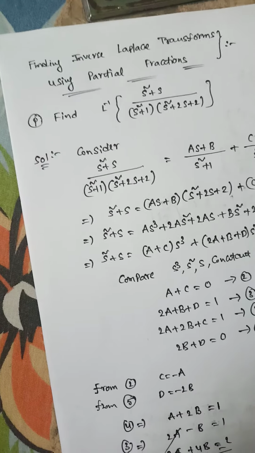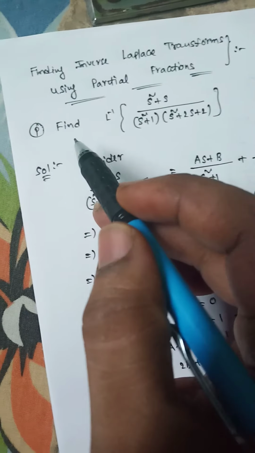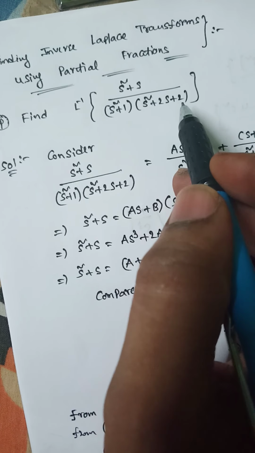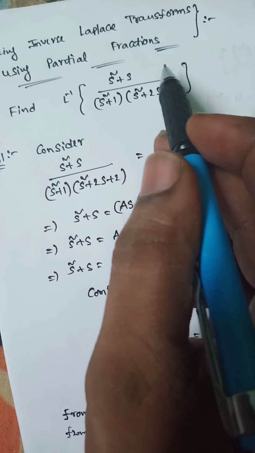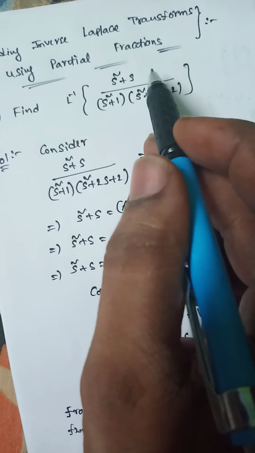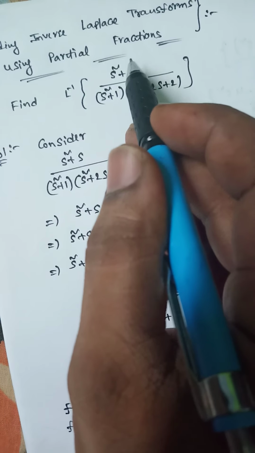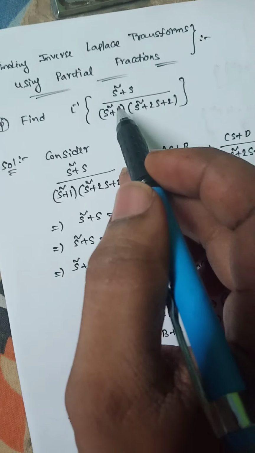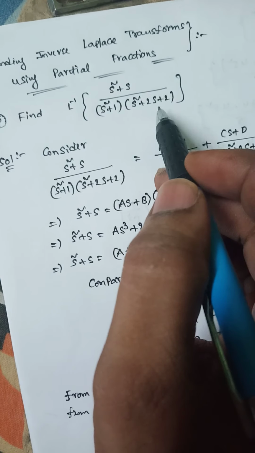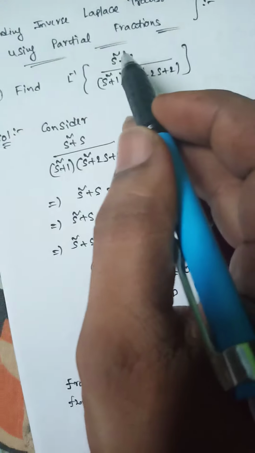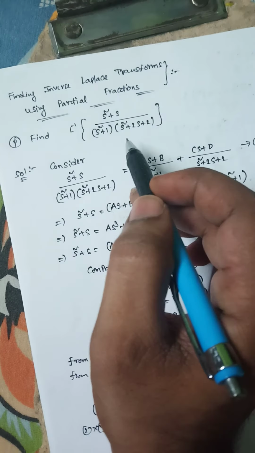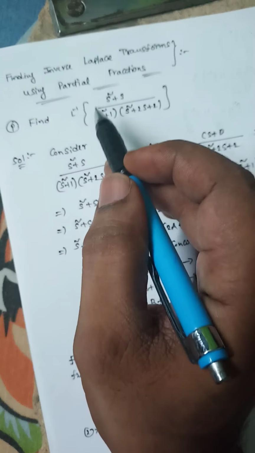If you look at this problem, find L inverse of (s square plus s) by (s square plus 1) into (s square plus 2s plus 2). First, take this term which is inside L inverse, which is (s square plus s) by (s square plus 1) into (s square plus 2s plus 2), and convert it into partial fractions, because if we have this kind of multiplication inside, it is difficult to find the inverse Laplace transformation.